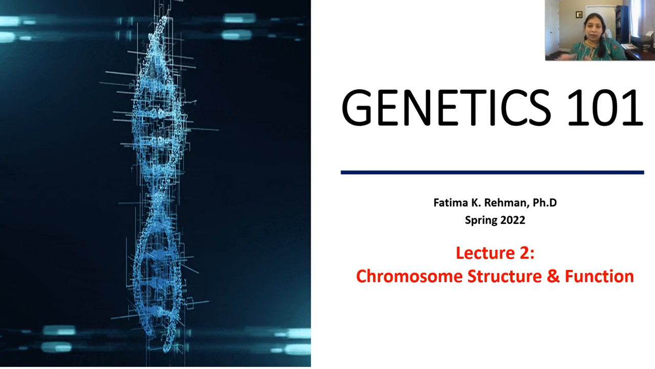We'll continue that discussion next lecture as well as we talk about how they are divided in mitosis and meiosis, and then we will talk about some rearrangements and some changes that can happen when something goes wrong during replication and what their repercussions might be. So let's go ahead and get started.